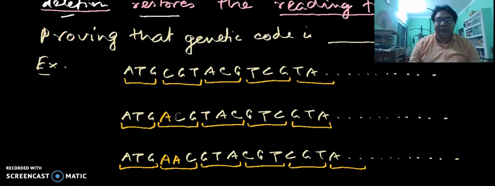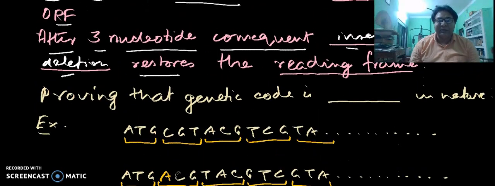So that means if 3 nucleotides are added or deleted, the reading frame is restored. That also means genetic code comprises of 3 nucleotides. That is, it is triplet in nature once again.